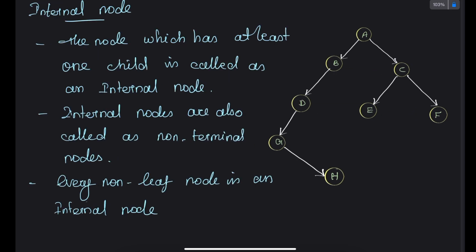The next one is the internal node. A node which has at least one child is called an internal node. Internal nodes are also called non-terminal nodes. Every non-leaf node is an internal node. According to this diagram, A is an internal node, B is an internal node, C is also an internal node, and G is also an internal node.